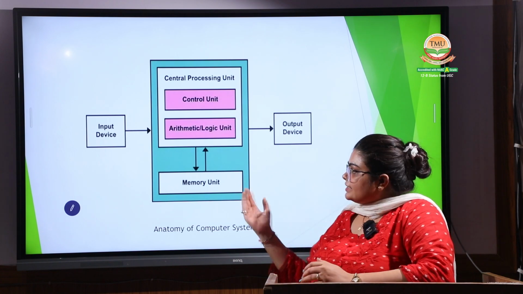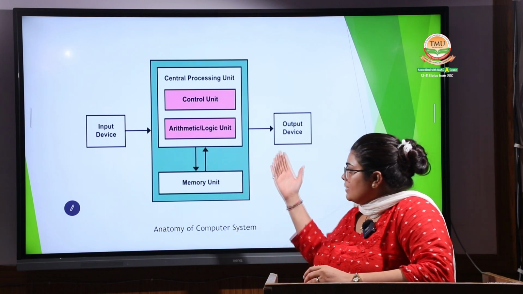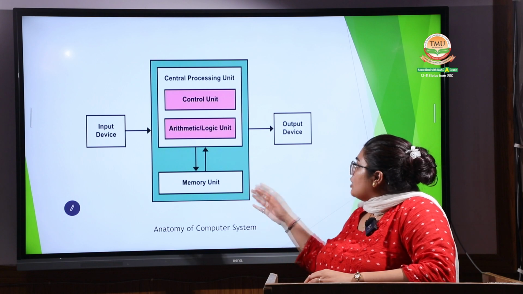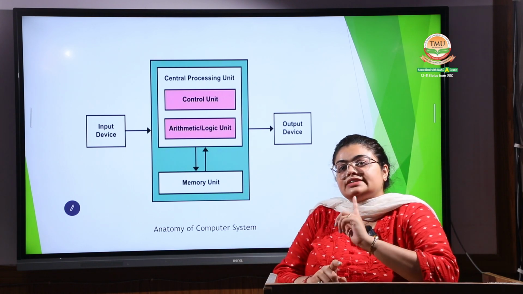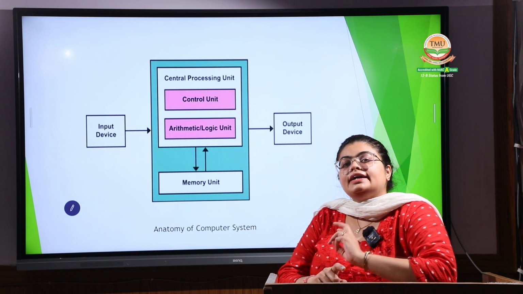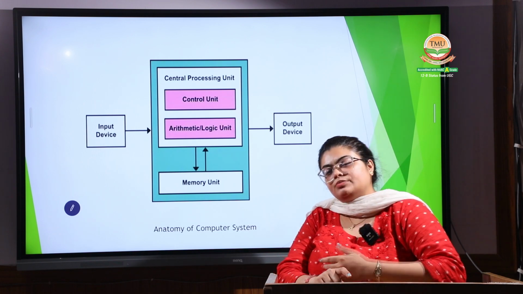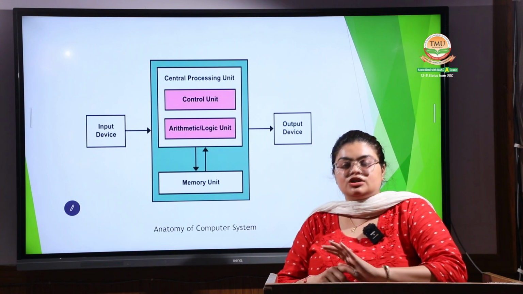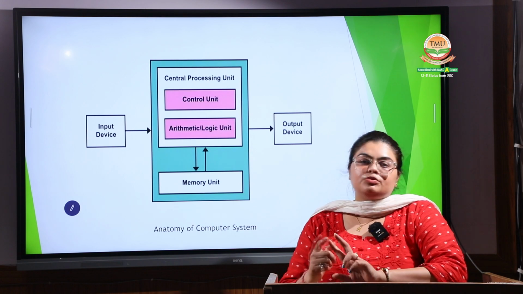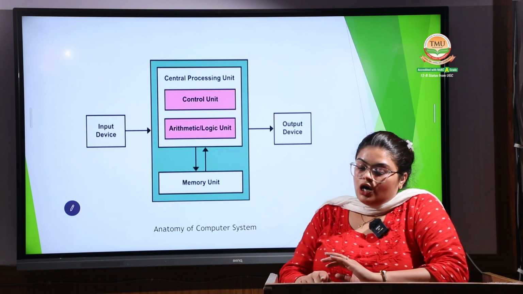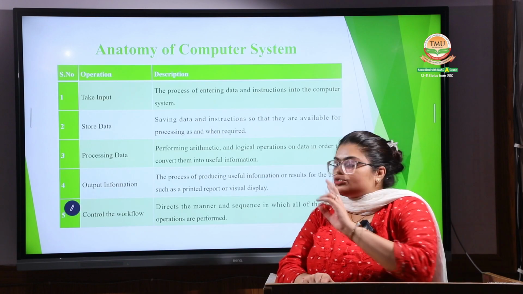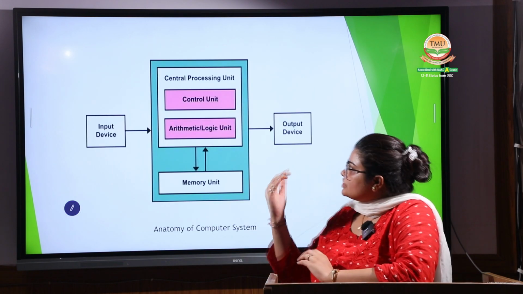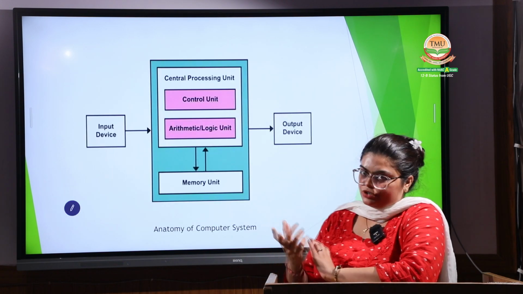You are seeing that here there are the input devices, there is a central processing unit, and there is an output unit. So there are the 3 terms: input unit, processing unit, and output unit. In the previous slide, I have told you there are the 3 functionalities of the computer: input, process, and output. So according to this functionality, the anatomy of computer is based on these 3 terms: input devices, central processing unit, and output devices.